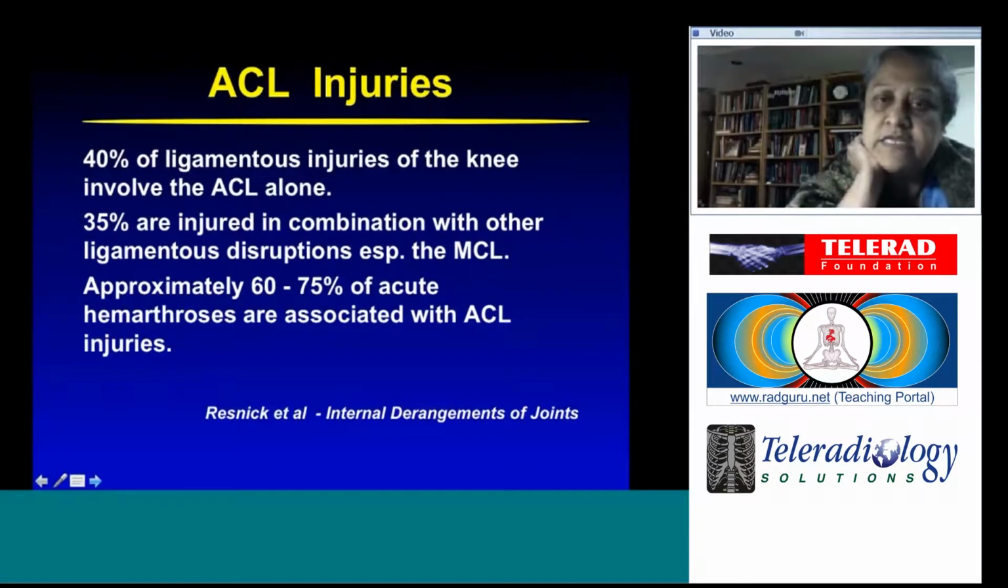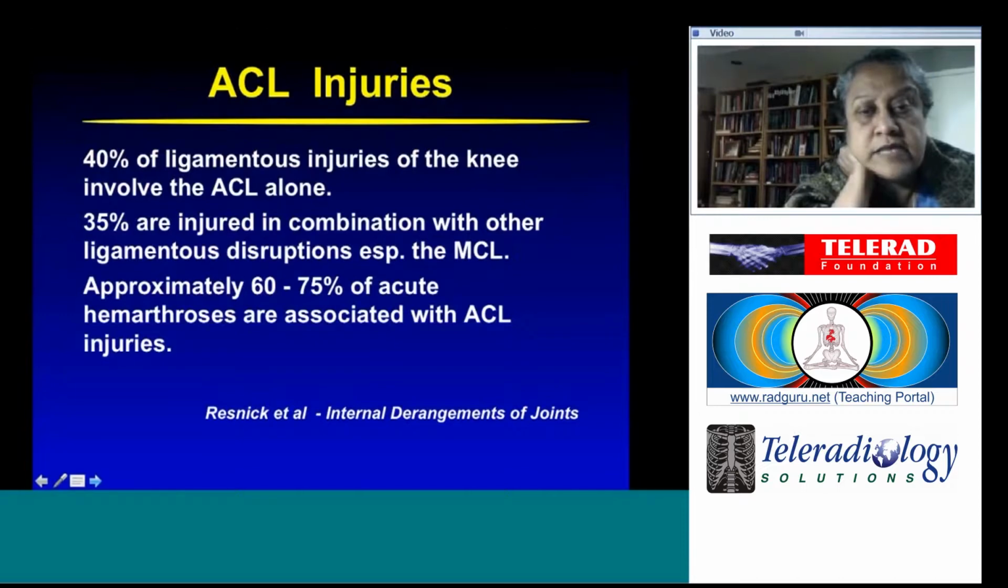40% of the ligamentous injuries of the knee involve the ACL alone. As you will remember, I had said to you that Resnick et al., in their Internal Derangements, claim that isolated injuries are really uncommon, and there may be microscopic injuries which you don't see until considerably after the initial event. 35% of the injuries occur in combination with other ligamentous disruption, especially the medial collateral ligament. About 60 to 75% of acute hemarthroses are associated with ACL injuries.